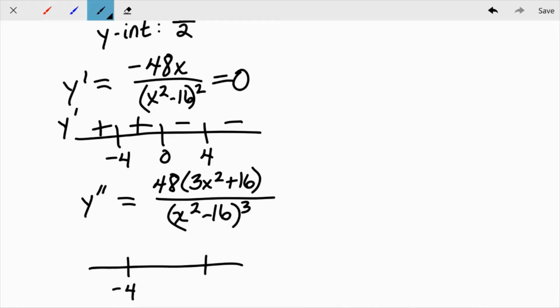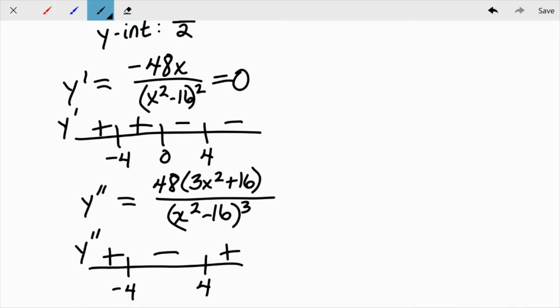So -4 and 4 are included, not because they're necessarily points of inflection. They can't be points of inflection since we have vertical asymptotes, but they are locations where my concavity can change. So when I test around here, you can see that the only way that I'm going to end up with a negative number is if the denominator is negative, because the numerator is always going to be positive. So the denominator is only going to be negative when that x squared value is smaller than 16. And that would happen between -4 and 4.